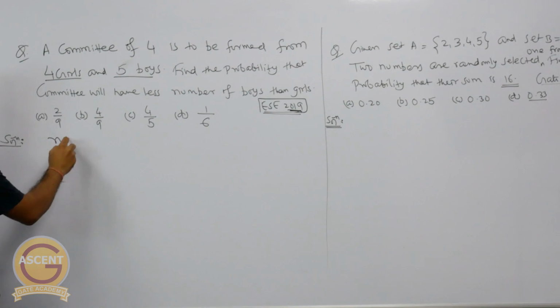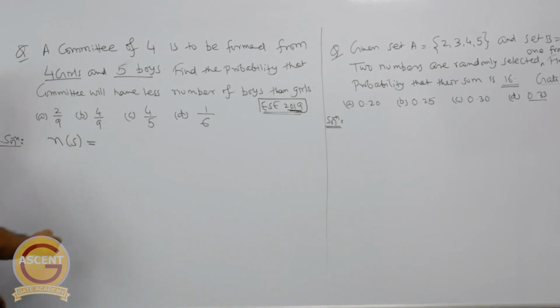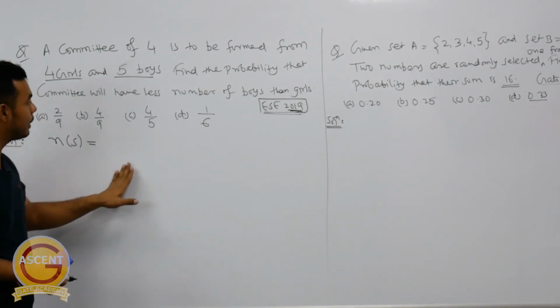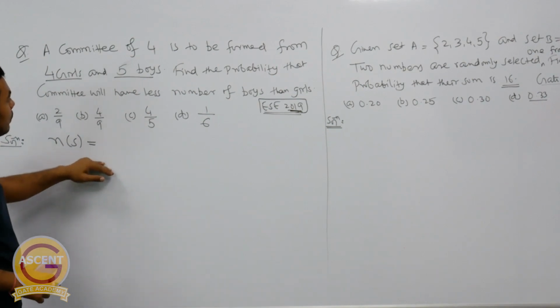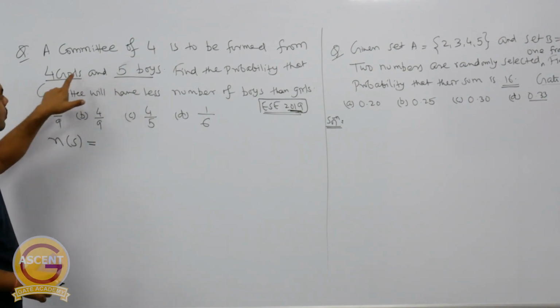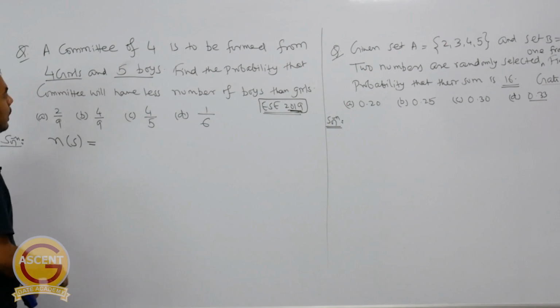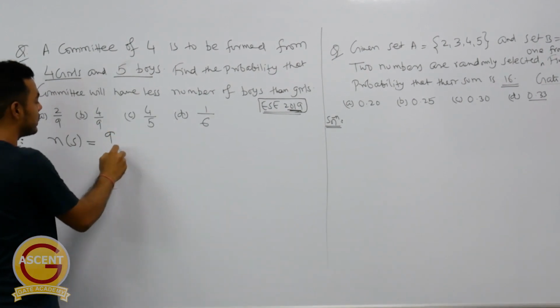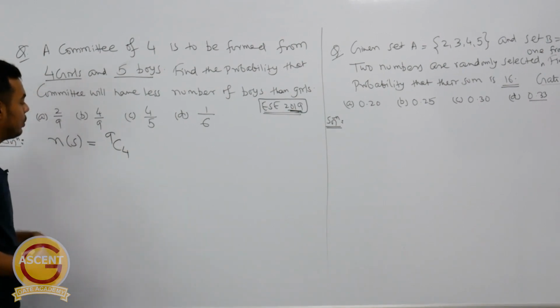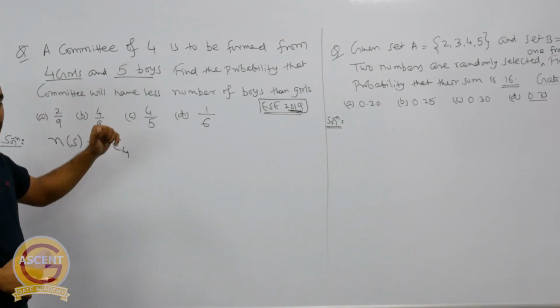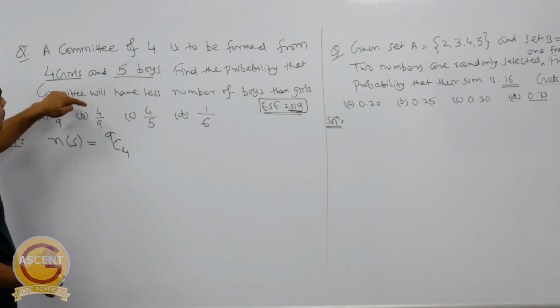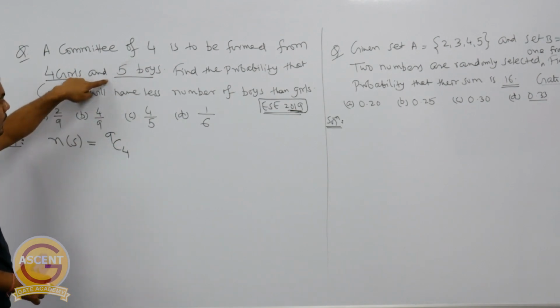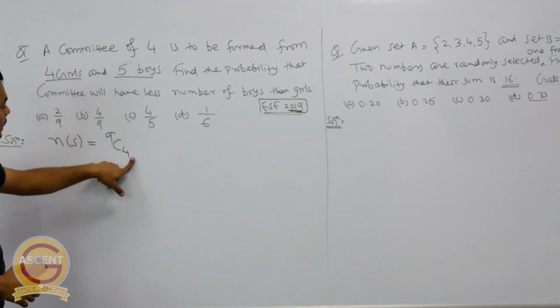First we have to find the number of elements in the sample space. The number of elements in the sample space will simply mean the number of ways to form a committee of 4 persons out of these 9 persons, 4 girls and 5 boys. So the number of ways to form a committee of 4 persons out of these 9 persons will be simply 9C4. Here we have to do selection. Team formations are examples of selection. So here we only have to select 4 out of these 9 persons, which can be done in 9C4 ways.